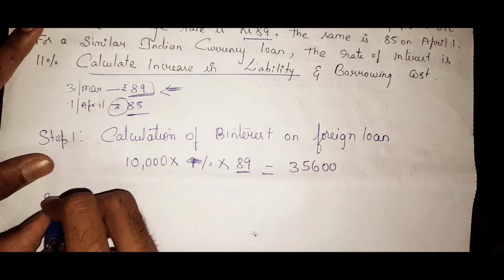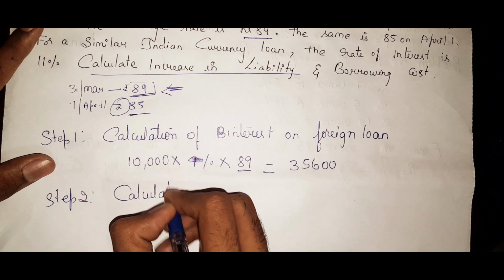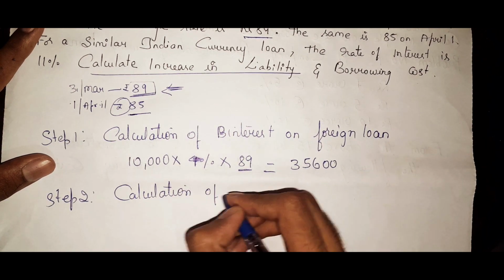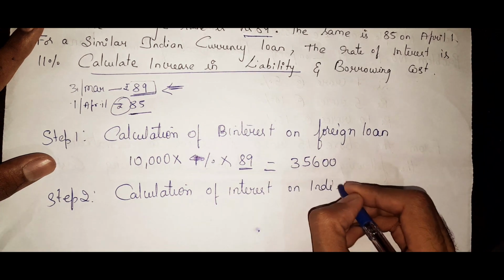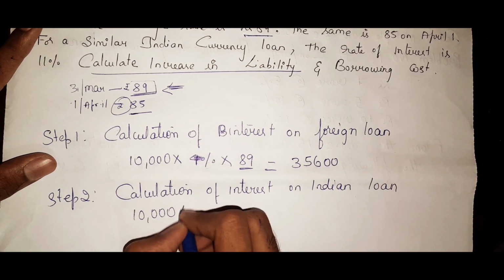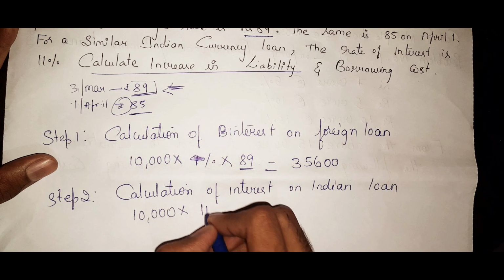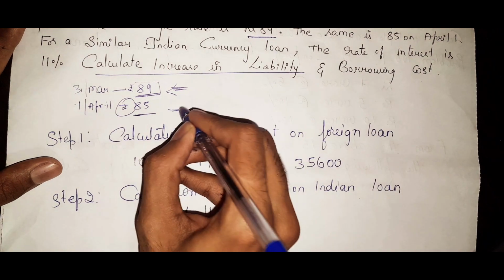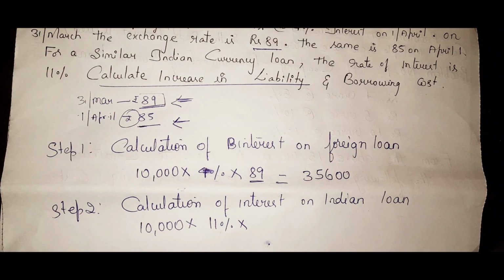Next, step 2. Calculation of interest on Indian loan. So same $10,000 into, in India the rate of interest is 11% into, here we will take 85 rupees because in India the same rate continues.